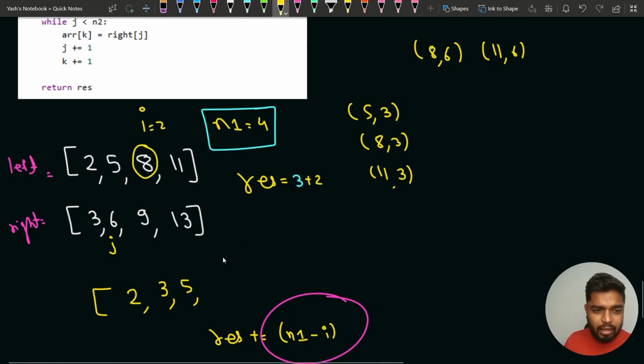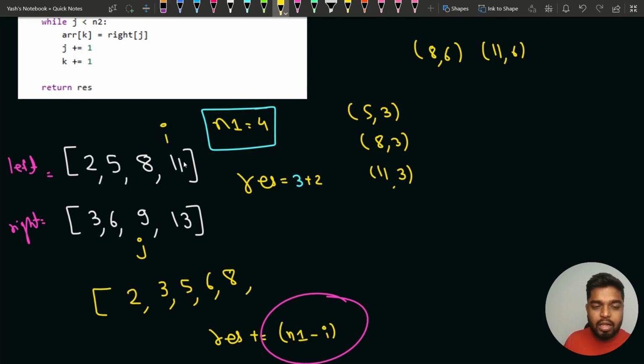We'll process this element 6 inside the array. Then after this my j pointer would move forward, so j will be standing here. Now since the ith element is lesser, I have no issues. I'll put 8 inside this particular array. Then my I pointer will move forward. Now this ith element is greater than the jth element, and all the elements on the right of this ith element will also be greater than the jth element. But since there is only one element, the 11 comma 9 pair will be there.